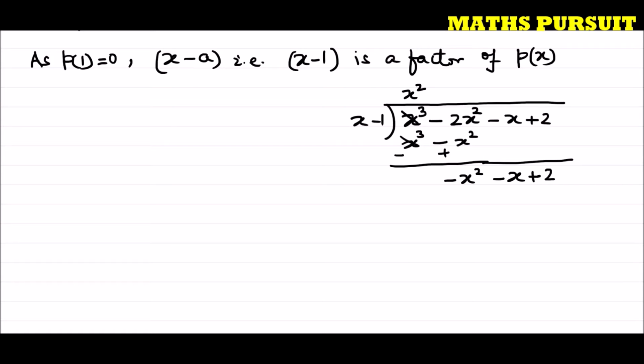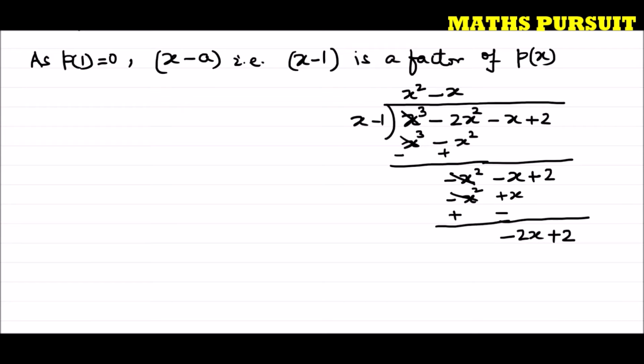minus x plus 2. Now again, what should I multiply to this x so that I can get minus x to the power 2? Our answer is very simple and very straightforward. If I multiply minus x to this x, I will get minus x to the power 2. Let us do that. So minus x with x is minus x to the power 2, minus x into minus 1 is plus x. Now here our signs will change as we are subtracting. Minus will become plus, plus will become minus. Minus x to the power 2 plus x to the power 2 cancels out. Minus x minus x is minus 2x plus 2.